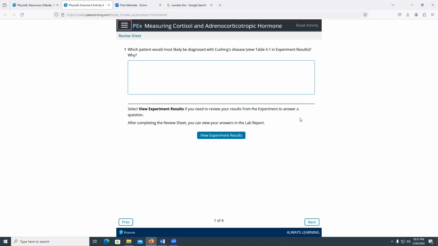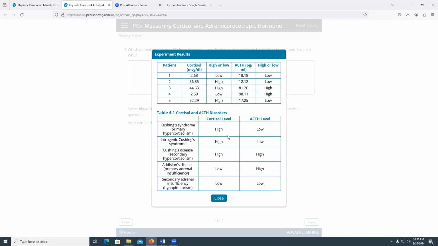Which patient would most likely be diagnosed with Cushing's disease? So here we're looking for secondary hypercortisolemia. That means we need a problem in the pituitary. So now which patient would that be? Let's look at patient number 3.